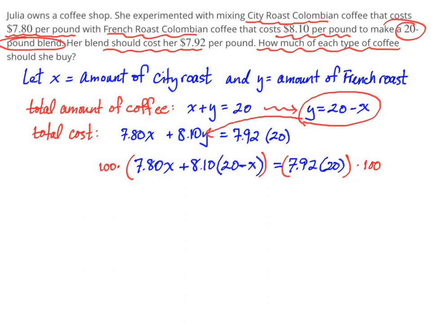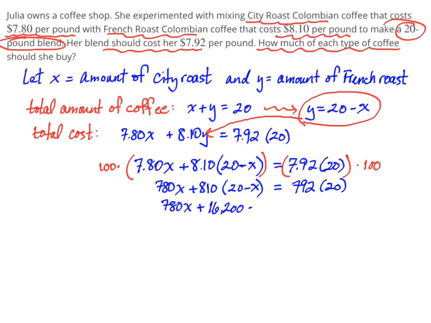So then on the left side, I need to distribute that 100. So I get 780x plus 810 times 20 minus x is equal to 792 times 20. And now let's distribute the 810 on the left side. So I get 780x plus 16,200 minus 810x. And on the right, I multiply 792 times 20.